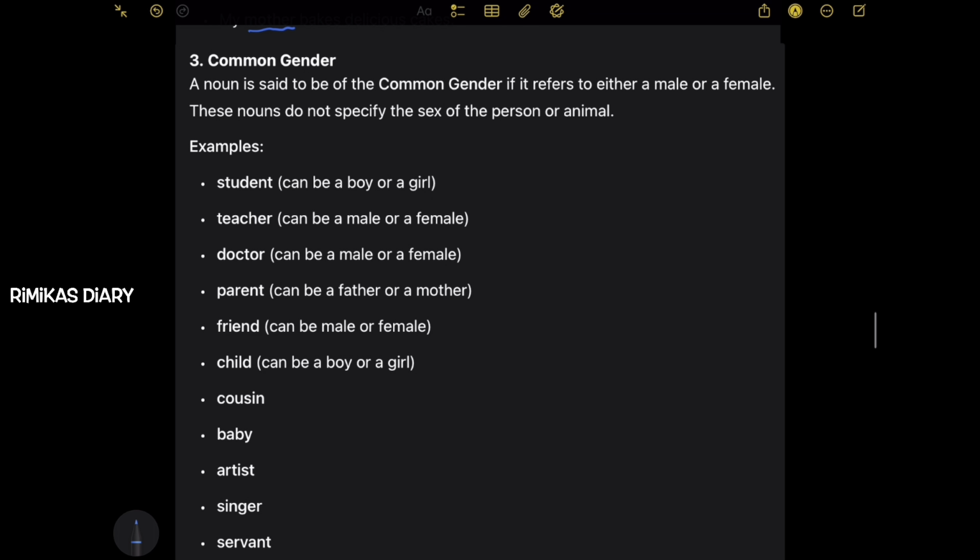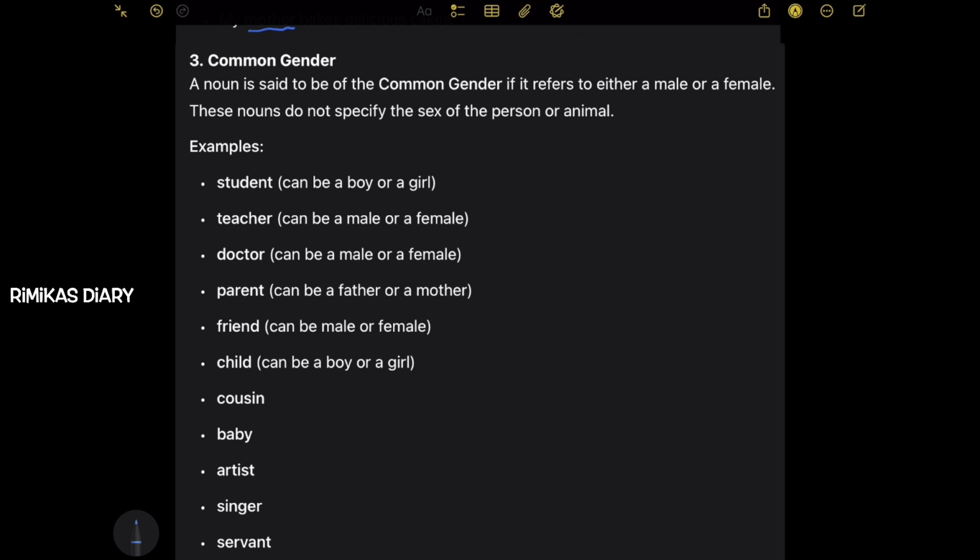Common gender. A noun is said to be of the common gender if it refers to either a male or a female. These nouns do not specify the sex of the person or animal. So common gender is a word that could be used for male or female. They don't specifically say if it's a male or a female.